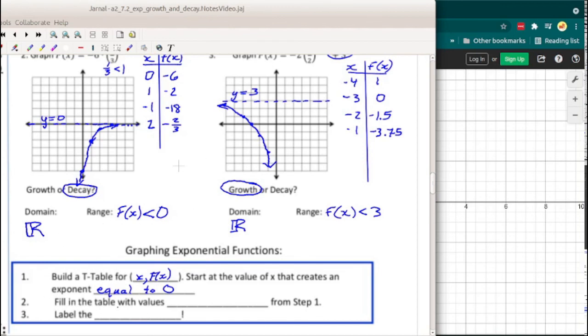Then we're going to fill in the table with values around this x value. In this case, it was values around -4. We had -3, -2. We went in both directions and saw where we got. And then last but not least, you need to always label the asymptote. In the first case, it was y equals 0 because it hadn't shifted at all. In the second case, it was y equals 3 because it had shifted up 3.